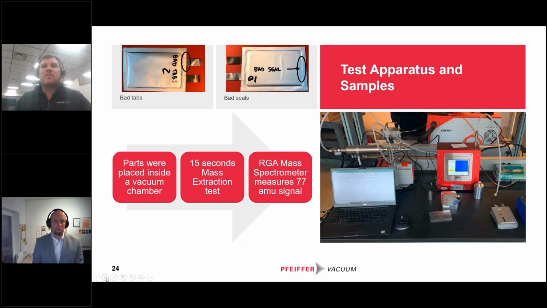The first step is we took these parts and placed them inside a vacuum chamber. We performed a quick 15-second mass extraction test. That's just to determine a go, no go, a fast test to show whether the parts are good or bad. And in conjunction with that, we also did a residual gas analyzer test, a multi-gas sniff test, if you will, to look at the gases that were coming out. We used that as a verification that there wasn't some other problem, or to prove that the leakage we were measuring actually represented electrolyte leaking out of the part.